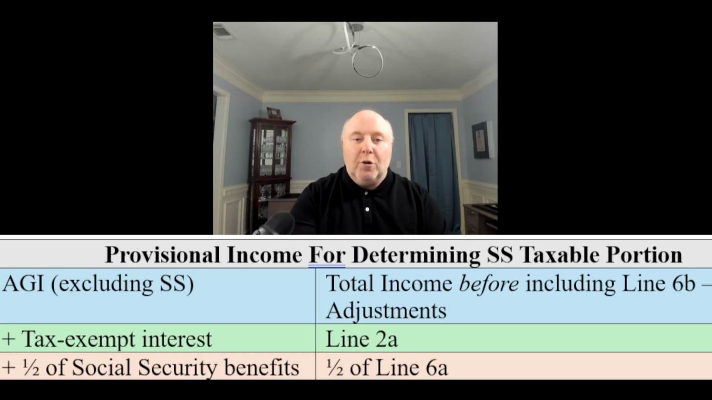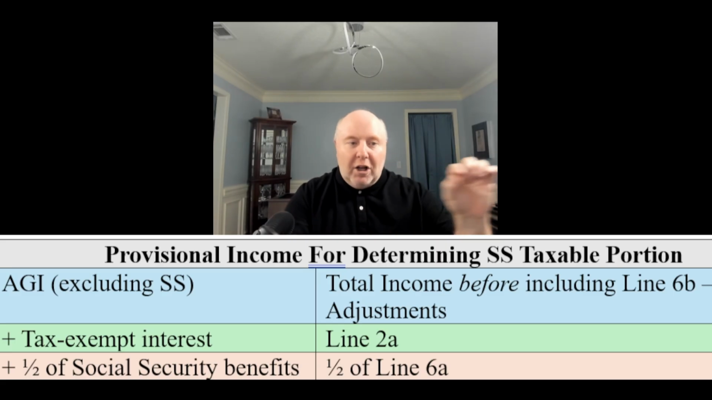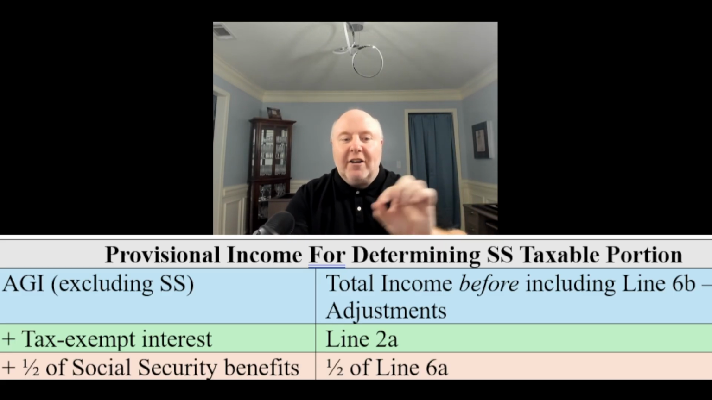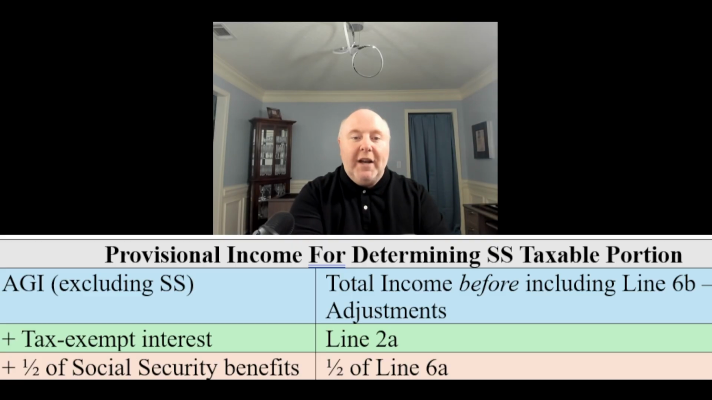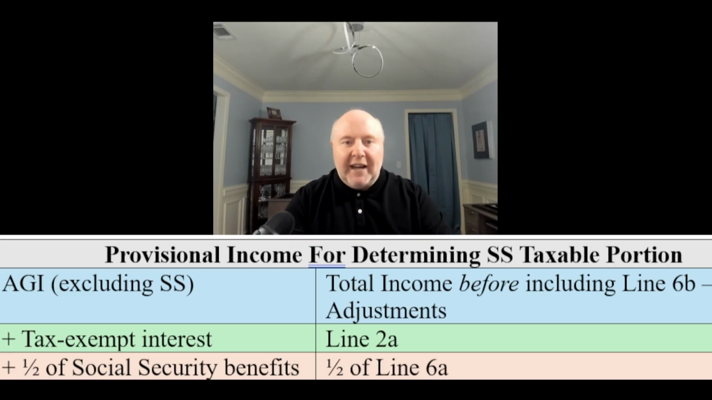And now what we have to do to get to AGI is we have to subtract out our above the line deductions that are formerly known as our adjustments. So we take out those adjustments, that gets us to AGI. Now what we're going to do is we're going to take back our line 2A, we're going to add in our tax exempt interest. You see, we didn't include tax exempt interest when you're getting total income because we don't want to pay taxes on it. But to get to provisional income, we do, because that's going to impact what we're going to be paying in taxes on our Social Security. So we add back line 2A, which is our tax exempt interest.